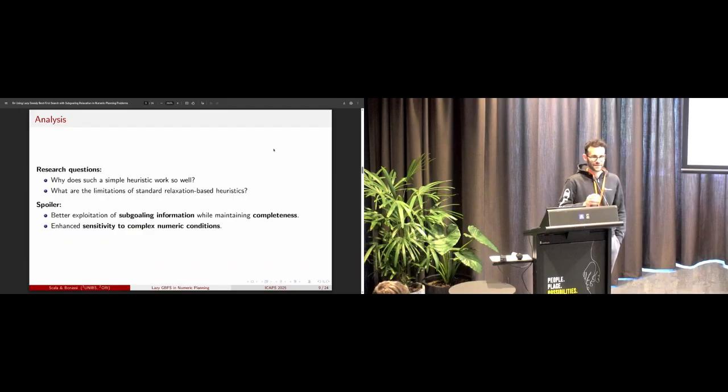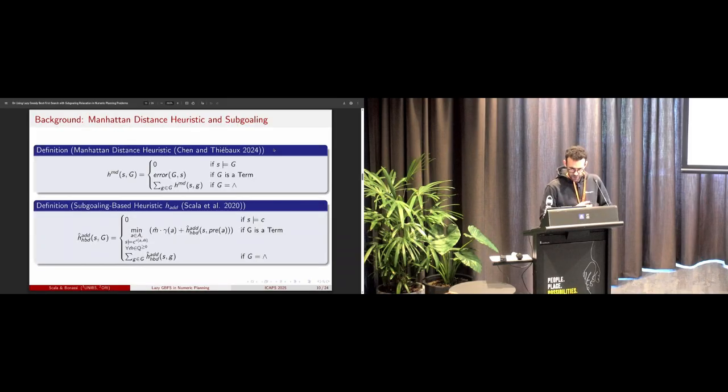As a small spoiler for what comes next, it turns out that the relaxation-based heuristics that work via subgoaling do work very well, but they need to be used properly in the search. And we also need to make these heuristics sensitive to the structure of the problem, so make them sensitive to complex numeric conditions. So this is just some background on the Manhattan distance and the subgoaling-based heuristic. You can have a look at the paper if you're interested in the detail.